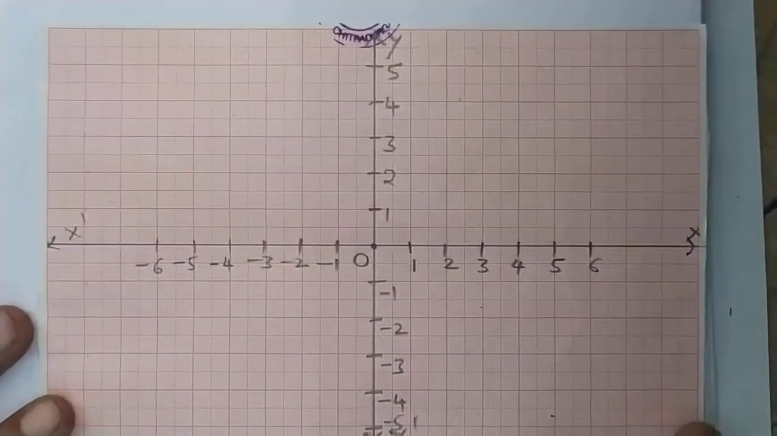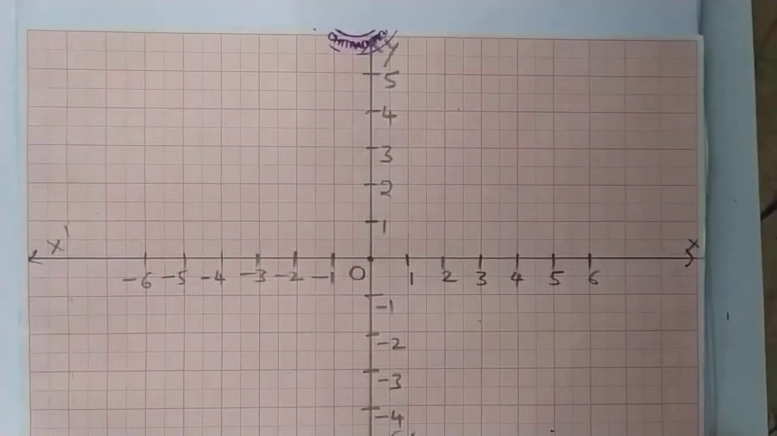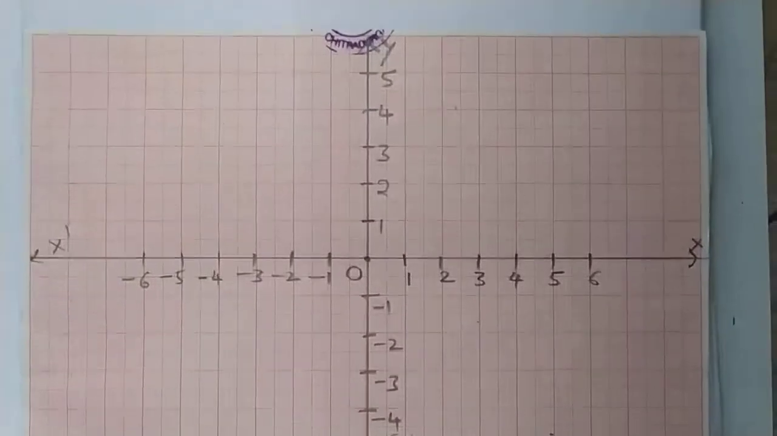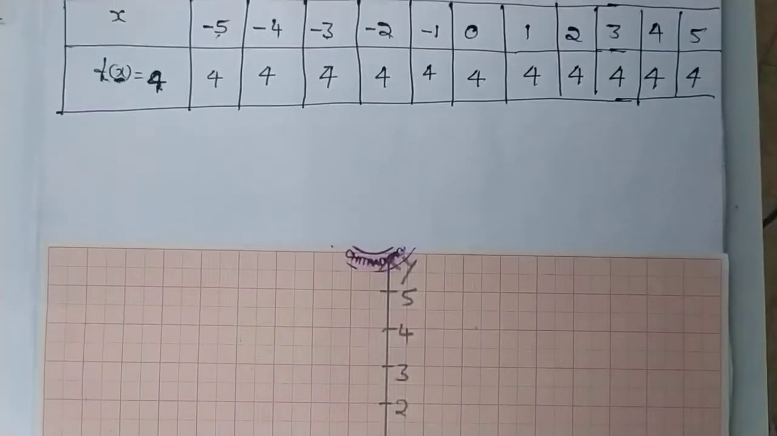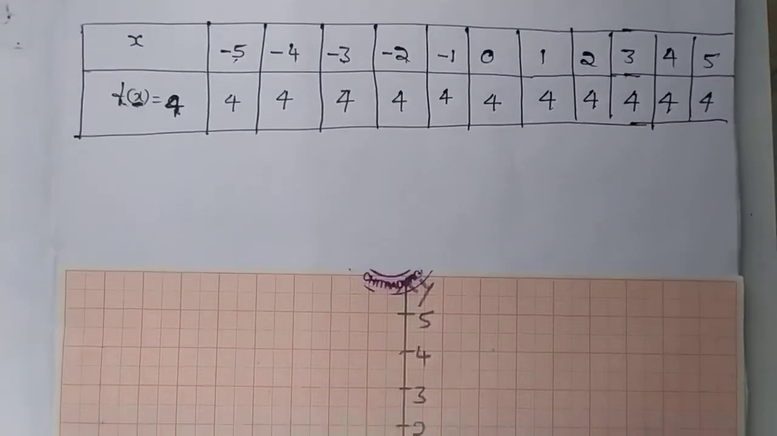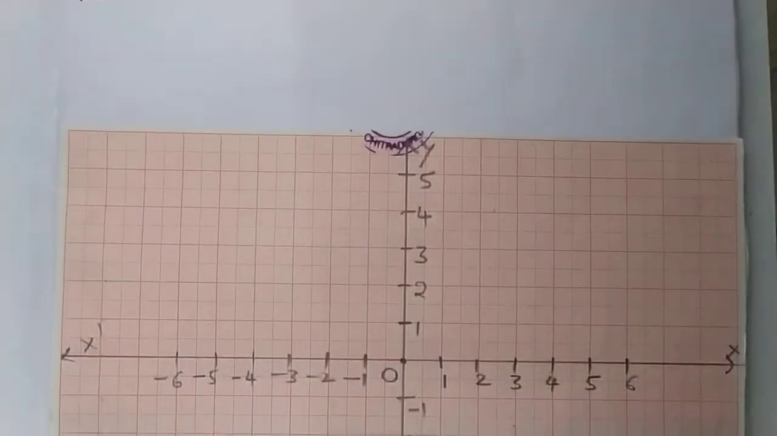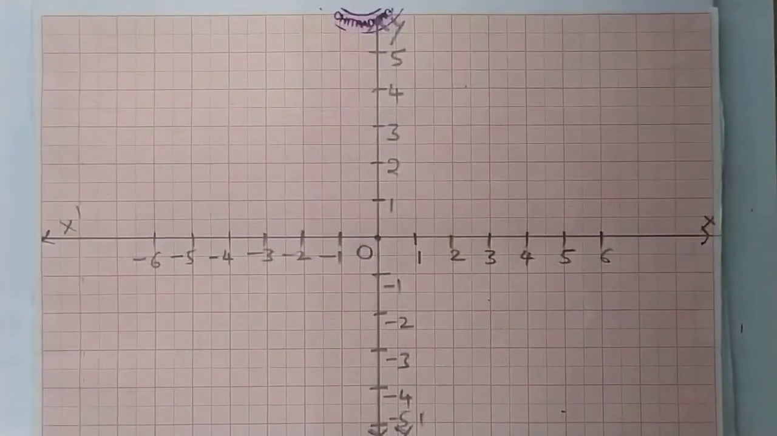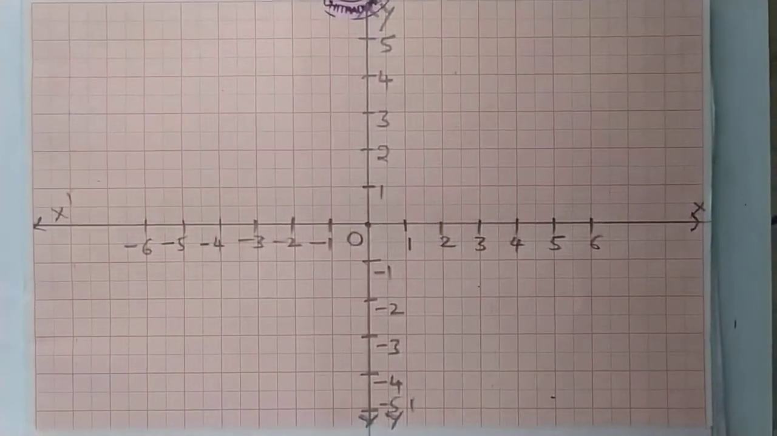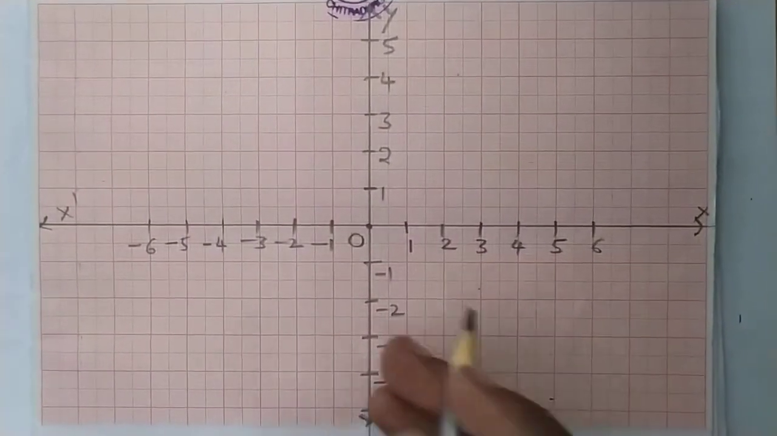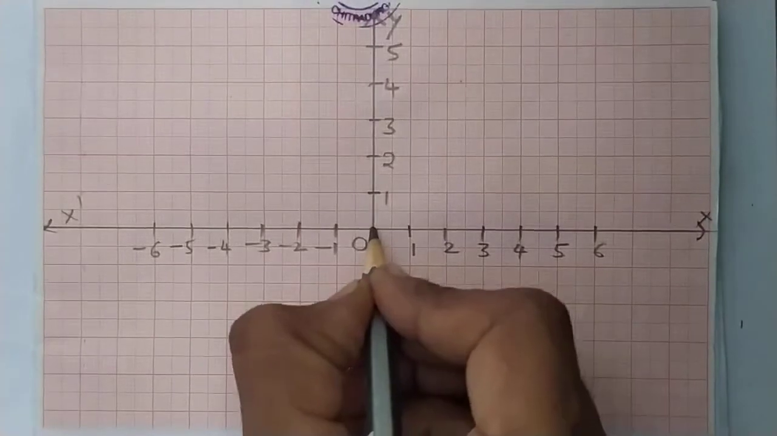Let us take the values in the graph. Just observe the table for this function. Here we have the table. Kindly note it down in your notebook. Let us take the values on this graph. Finally, we will get a graph for the constant function f of x equals 4.